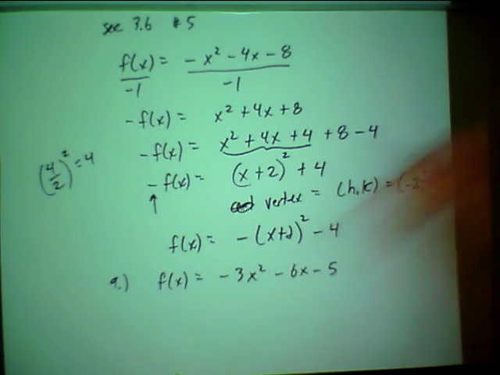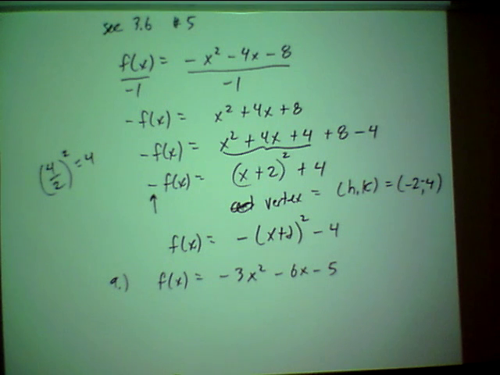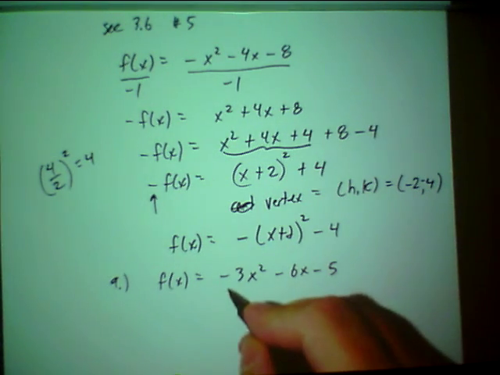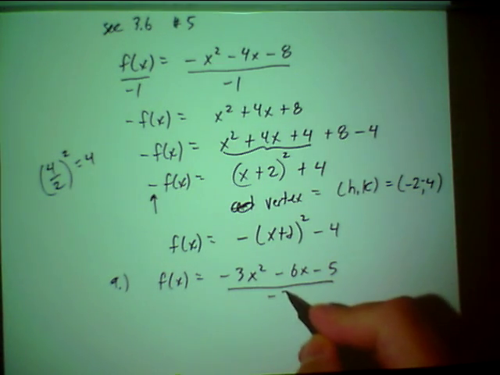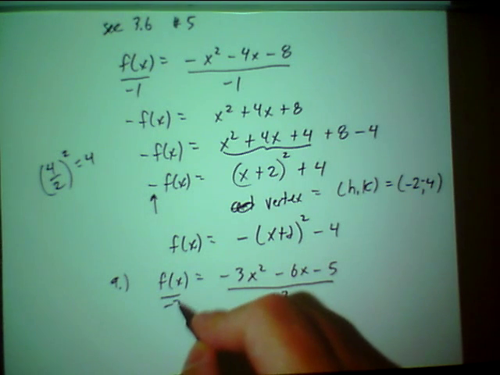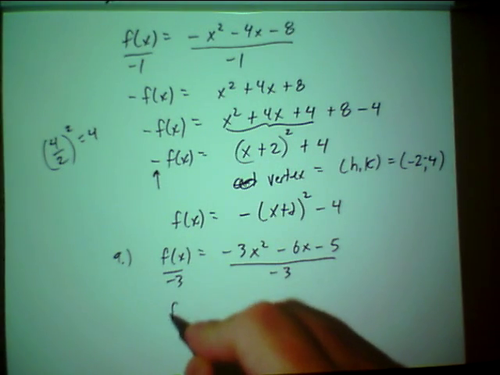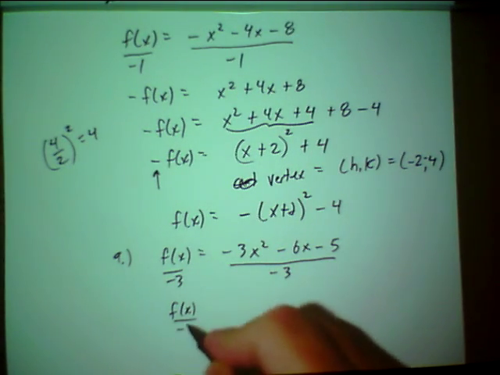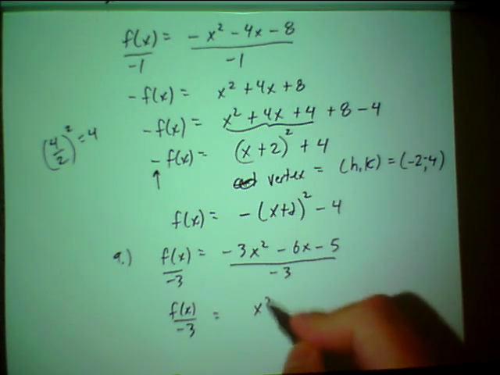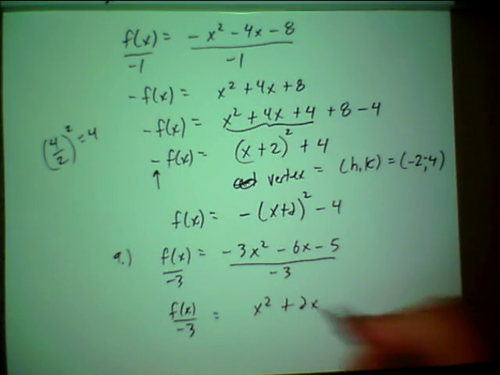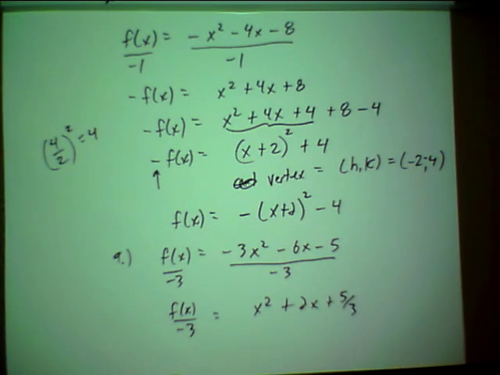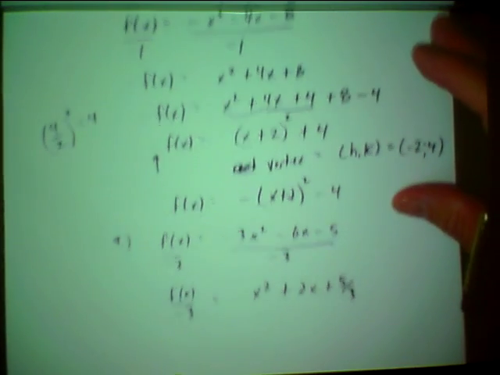First thing I have to do is get rid of the minus 3 in front of the x squared. I don't want a coefficient there. So the way I can do that is to divide both sides by minus 3. So then you have f of x over negative 3 equals x squared plus 2x plus 5/3. And now I'm going to go through my completing the square.